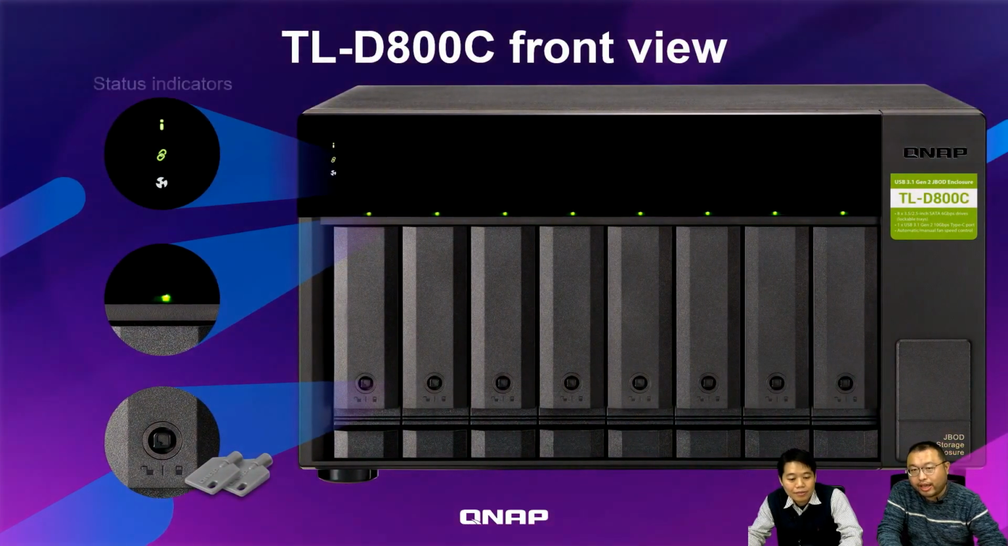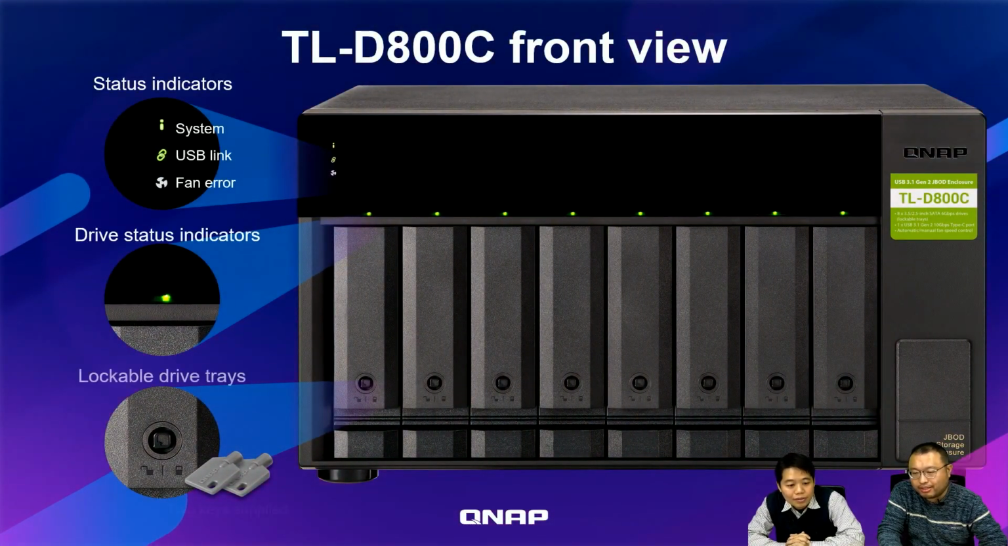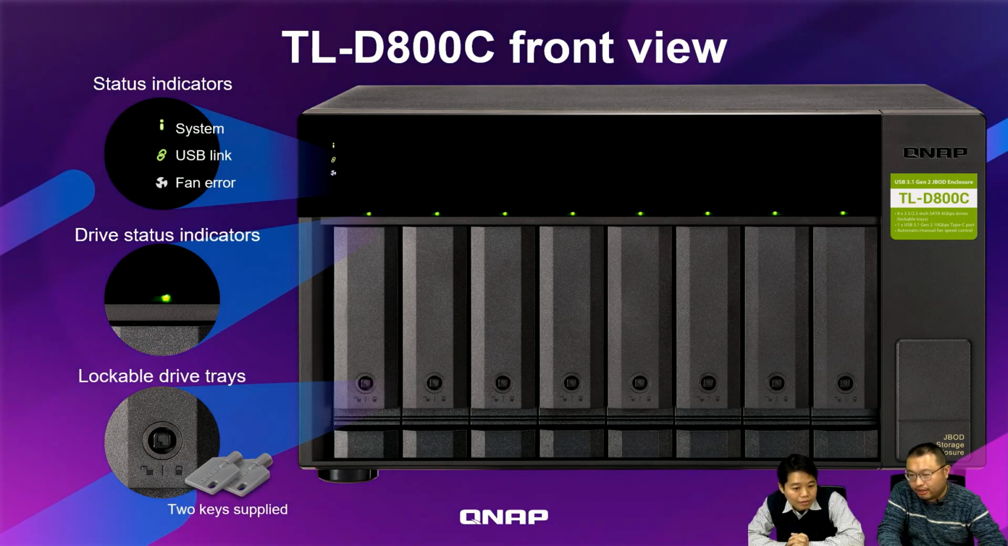Okay, so this is the 8 bay tower, the D800C. The D stands for desktop, and the C is USB Type-C. We give you LED indicators on the top, so you can easily know the system status, whether there's any overheat or fan error, for example. We also give you a USB link indicator, so you can check if it is physically linked to the host device. You can tell it easily from the front LEDs.